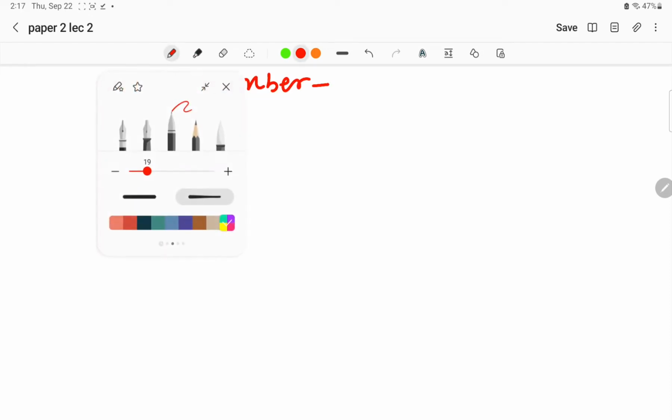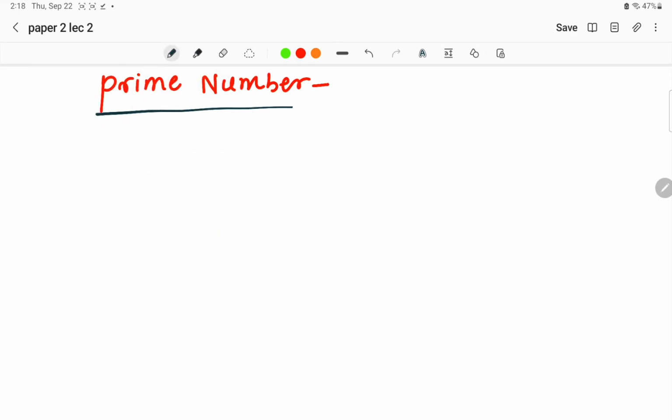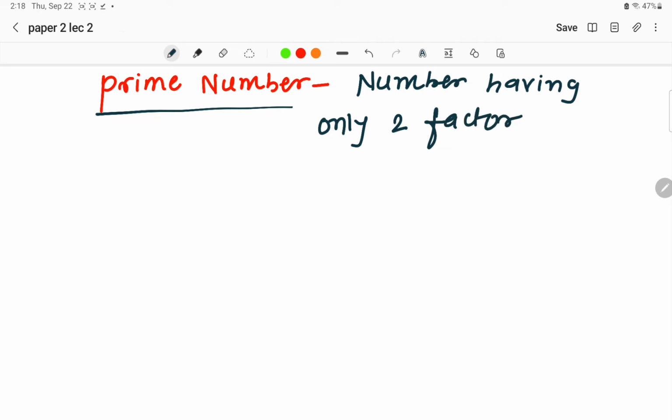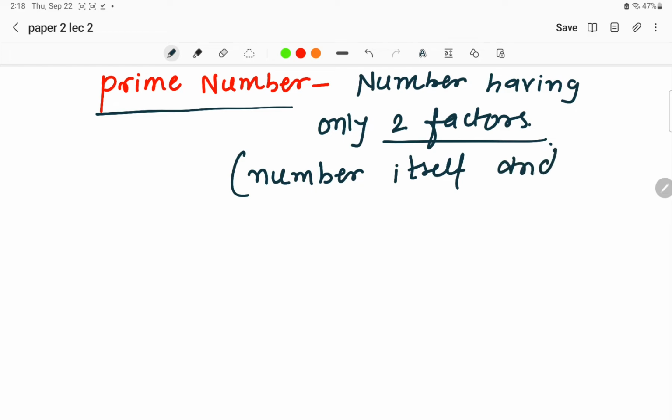Now, to understand the prime number, we can simply define it as a number having only two factors. A number having only two factors is called a prime number. Now which are these two factors? The number itself and 1. So a prime number is a number having two factors: the number itself is one factor and 1 is the other factor.